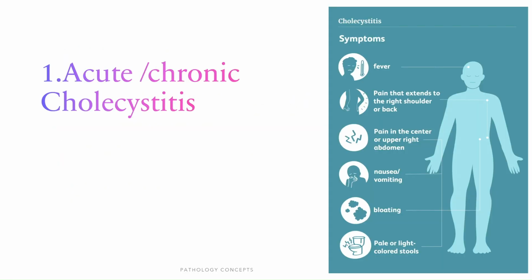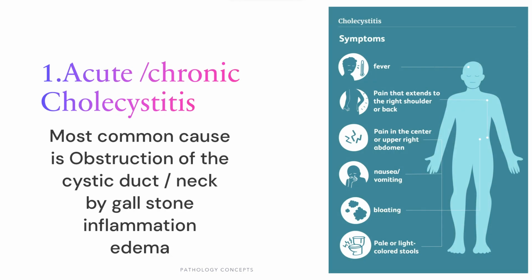Let's learn about acute or chronic cholecystitis. The most common cause is obstruction of the cystic duct from small and medium sized gallstones that migrate from the gallbladder, or in the case of a large gallstone, they intermittently obstruct the neck of the gallbladder, and obstruction by inflammation and edema.